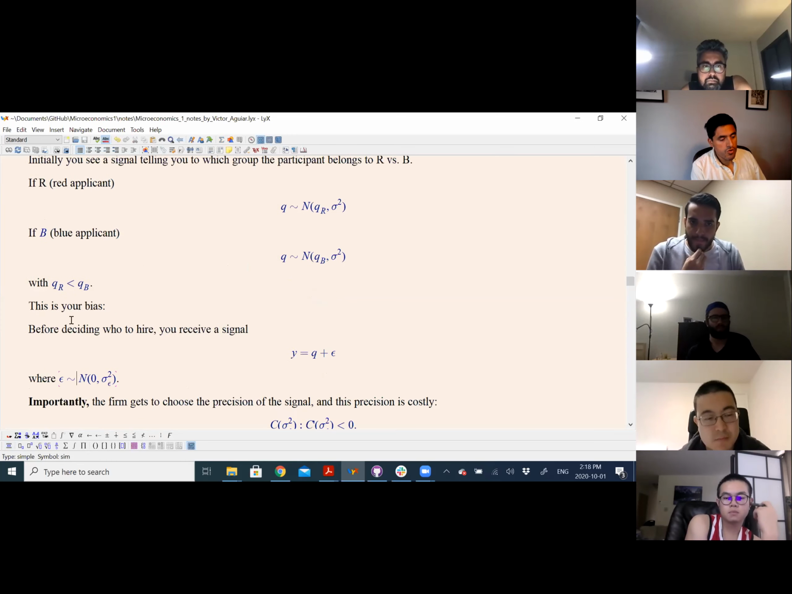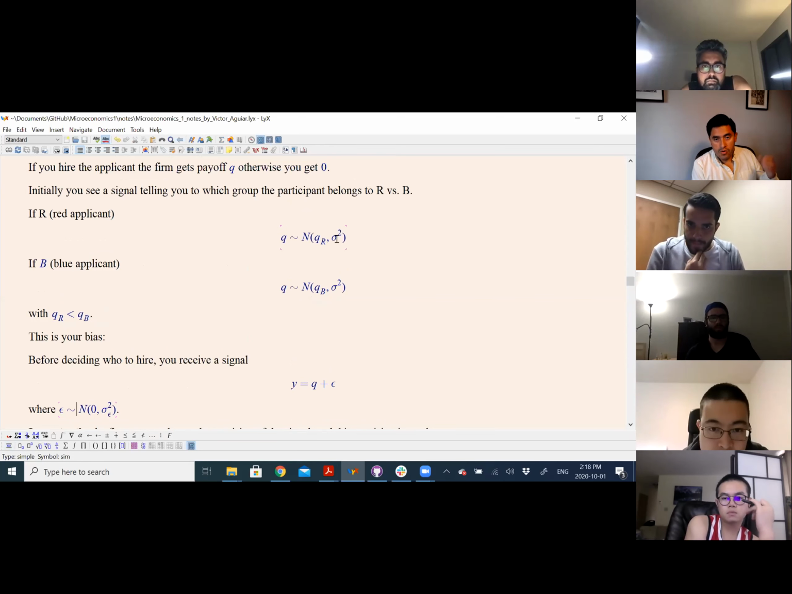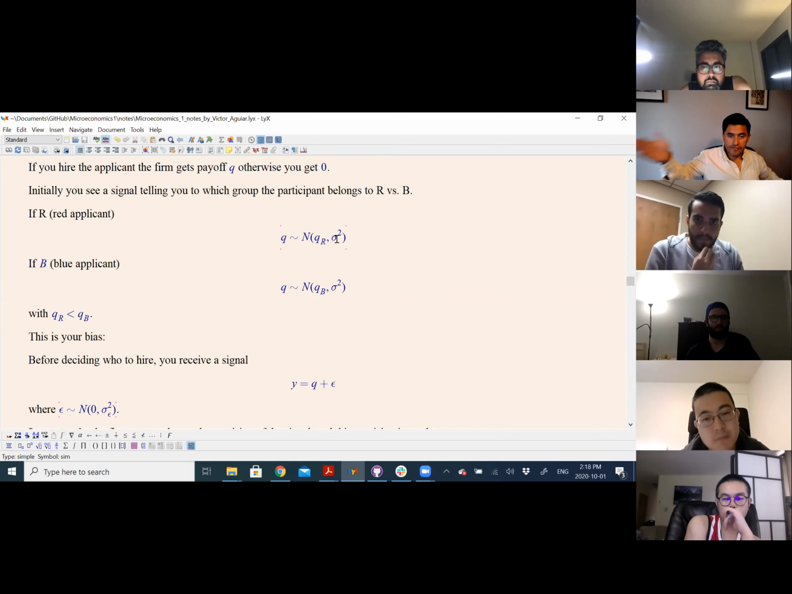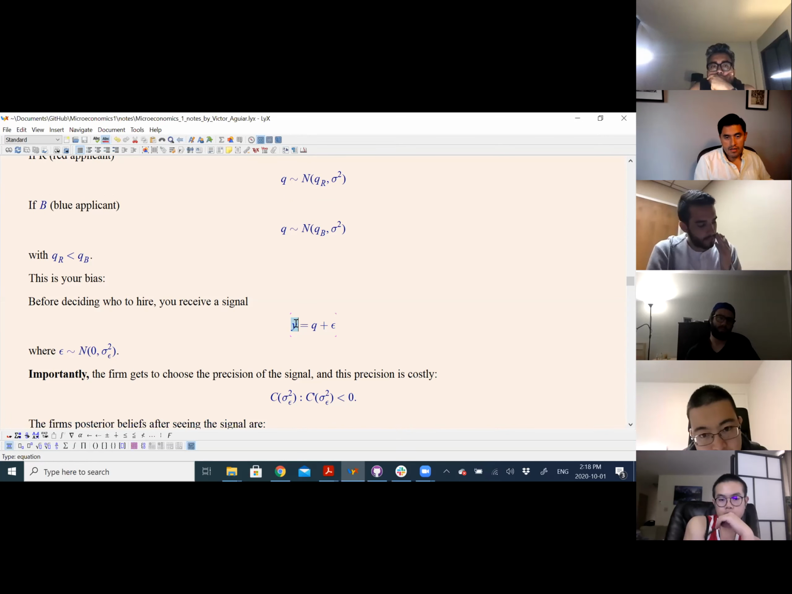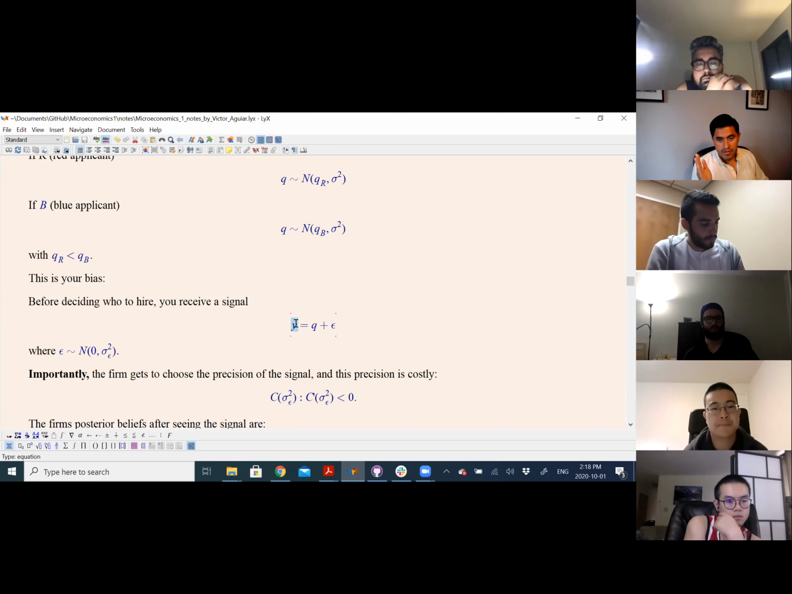So Q is random. Quality is random. We have a pool of applicants, and the mean of the blue people and red people is different, with the same variance. Once you want to hire on an individual basis, you get a signal, which is the CV. The CV reveals the type, whether you are blue or red, and also gives you this number Y, which is the quality plus epsilon.